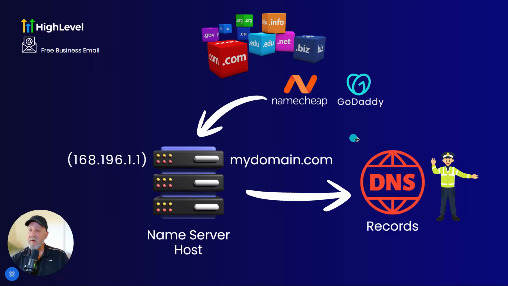Now that name server also houses the DNS records. The DNS records are basically the traffic cop that tells the name server that when somebody calls for the website, go to the website. When somebody calls for an email, go to the email server. When somebody calls for an app, go to the app.